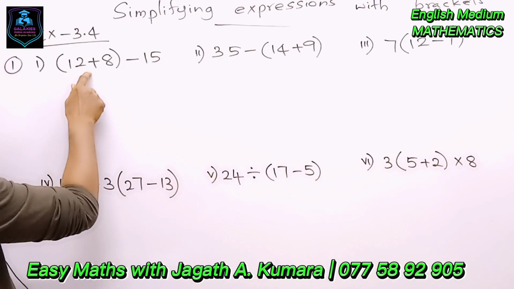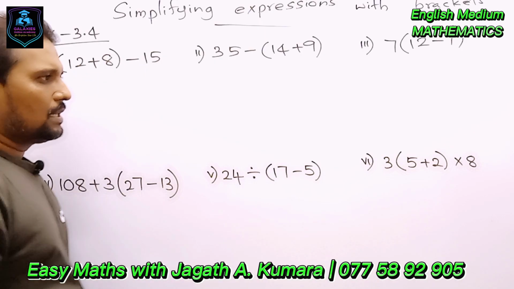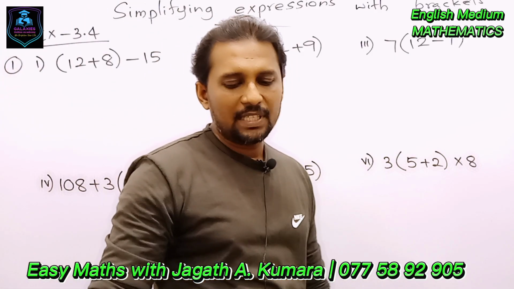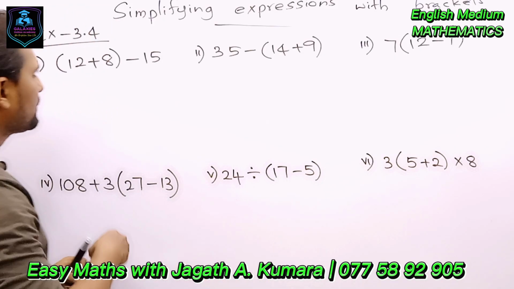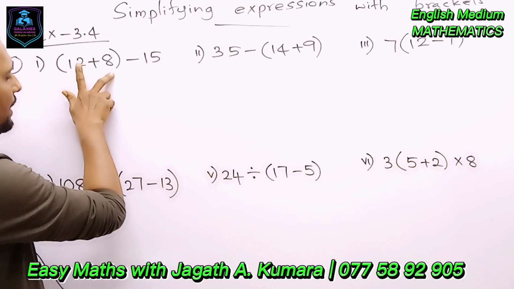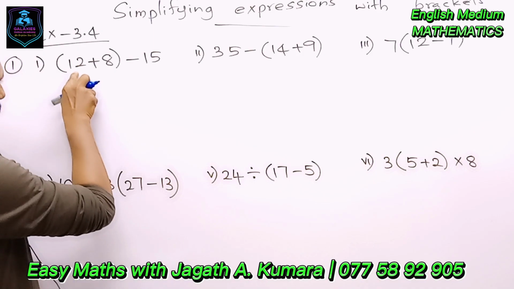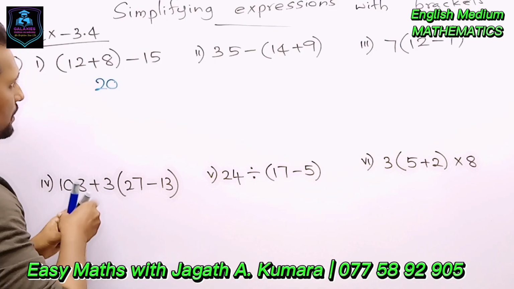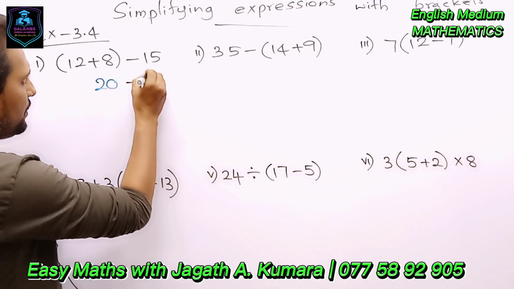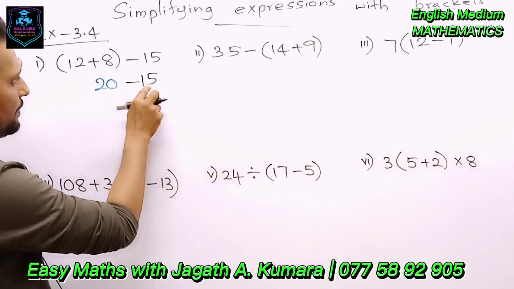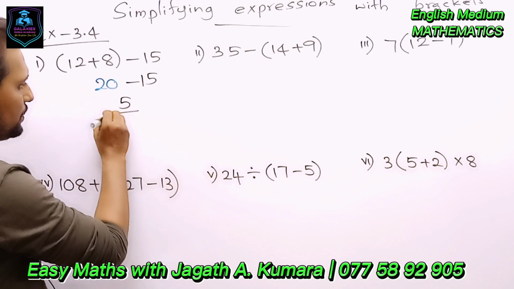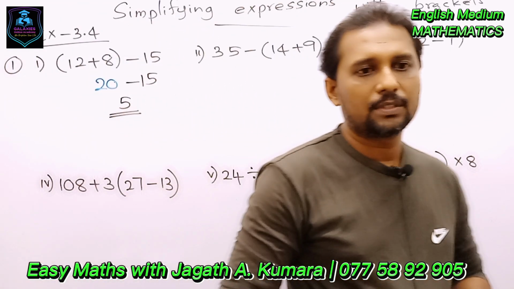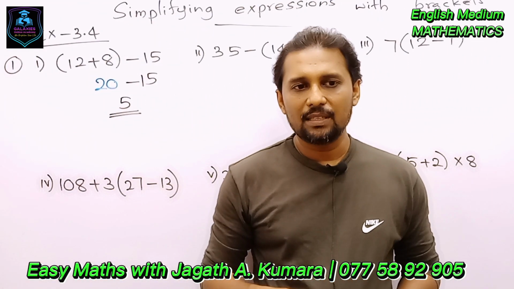Within the bracket, 12 plus 8, subtract 15. The bracket is there, so you have to simplify inside the bracket. Inside the bracket you can see addition, so you add these two numbers. 12 plus 8 is 20. 20 minus 15 is 5. So the first part's answer should be 5. You can check your answer with the red color pen.